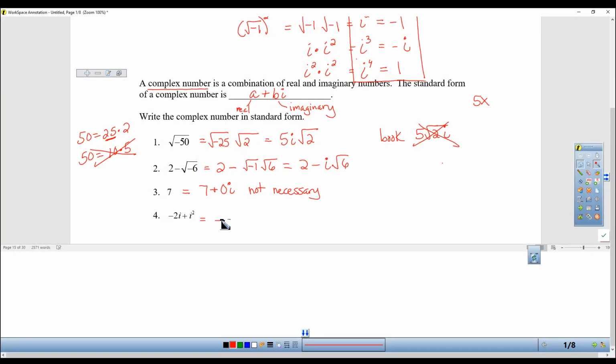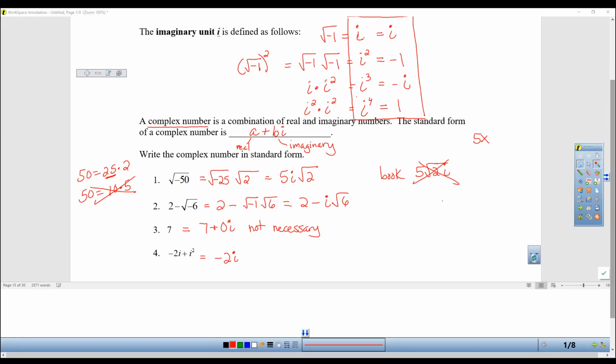And finally, -2i squared. So if you ever see an i with a power, go up to your little chart there at the top. i squared is -1. Now your book, again, is going to write it as -1 minus 2i. That's standard form. It's kind of like putting things in descending order. It's nice, but I am not taking off for this. This is a perfectly good answer in my opinion. Okay. There you go.